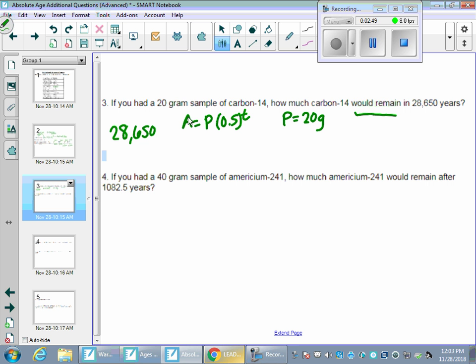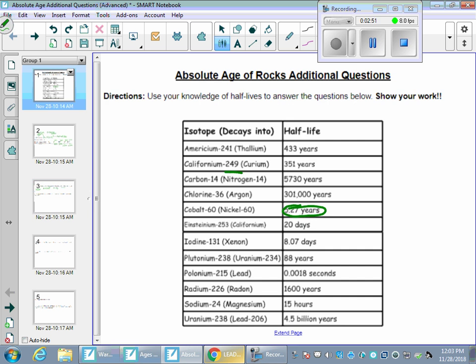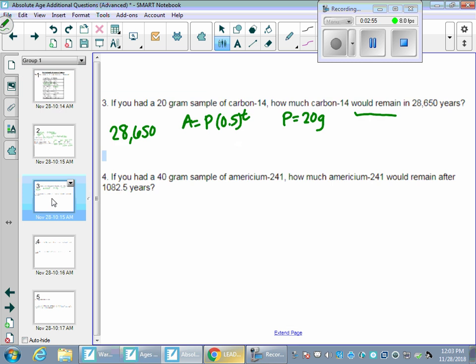So if you go back to your chart, you look at carbon-14, you find the half-life of 5,730 years. So I'm going to divide the time given by the half-life. And when I take this and I divide it in the calculator, I get 5. And this tells me that T is equal to 5. So I'm going to go through and put that in the equation. A, the amount remaining, that's what I'm solving for, is equal to what we started with, which they tell us is 20, times 0.5 to the T power, which is the 5th power.